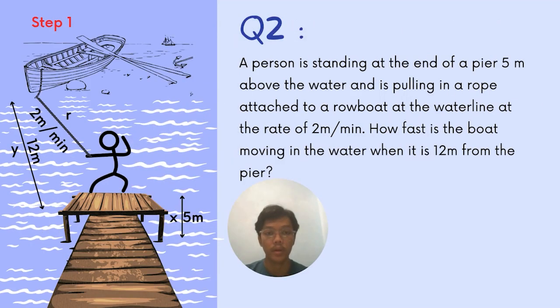This question is about a person standing at the end of a pier above the water and pulling in a rope attached to a boat at the waterline at the rate of 2 meters per minute. How fast is the boat moving in the water when it is 12 meters from the pier? With that, our first step is to draw the diagram and label the dimensions. As you can see, I label the pier 5 meters from water as x, the waterline at the rate of 2 meters per minute as r, and the length from boat to pier, 12 meters, as y.